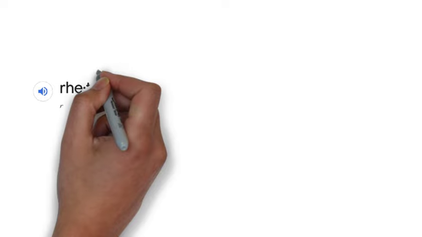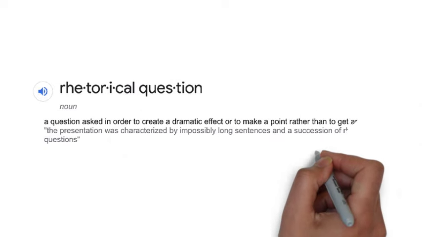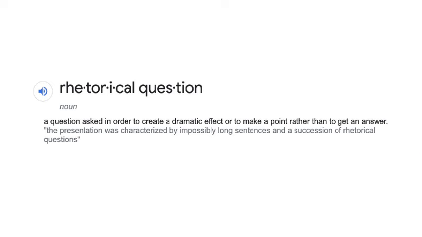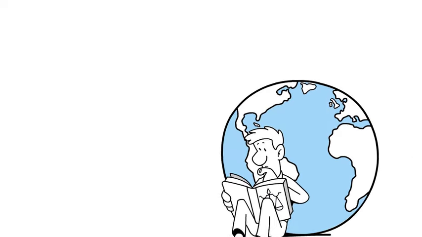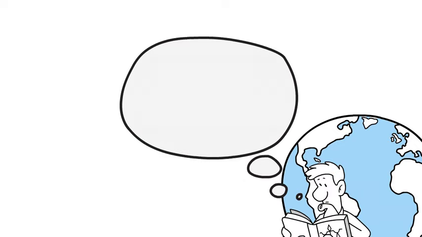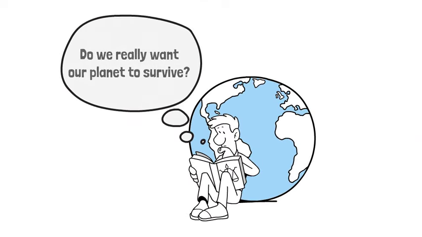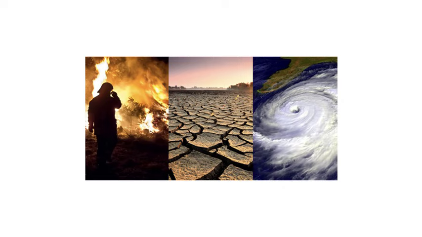Still another technique is to use a rhetorical question. This is a question asked in order to create a dramatic effect or to make a point rather than to get an answer. For example, you could write this: do we really want our planet to survive? The answer to this question seems obvious. Of course we want our planet to survive. And that is what makes this question a good hook. It causes the reader to wonder what point the writer is trying to make.